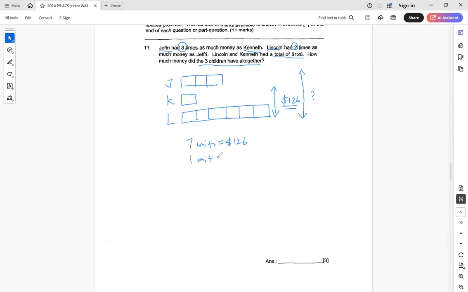So there will be 126 divided by 7. Since I already put the dollar sign, I'll just follow through. Usually, working wise, you don't really need to put the units. So $126 divided by 7, 1 unit I will get is $18.